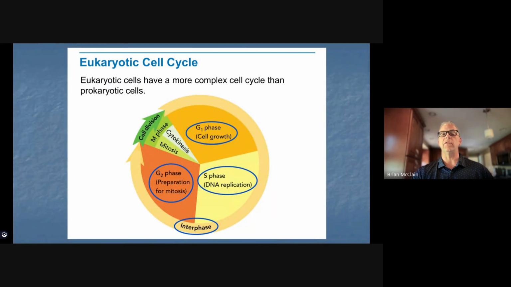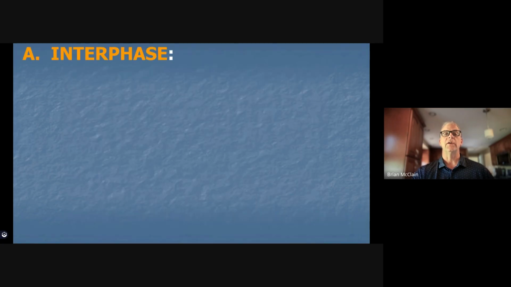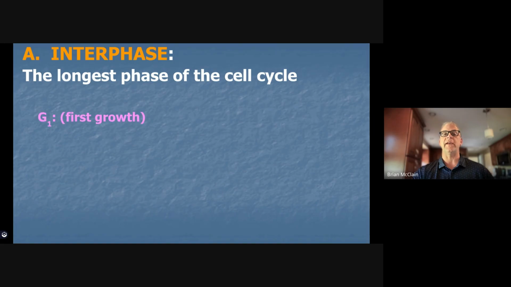Here's another way of looking at it. Pretty much everything except for mitosis and cytokinesis is non-replicating. So interphase makes up the vast majority of the time. And you can kind of start there. G1 is first, followed by S, G2, and then mitosis and cytokinesis. So it's the longest phase without a doubt.